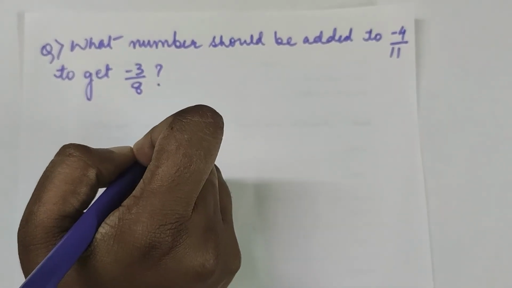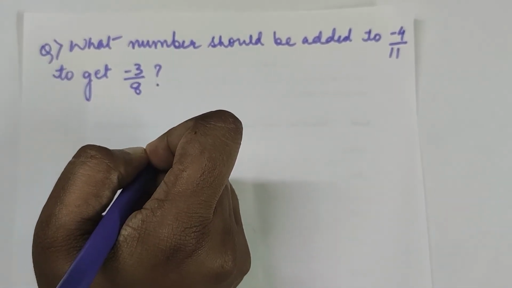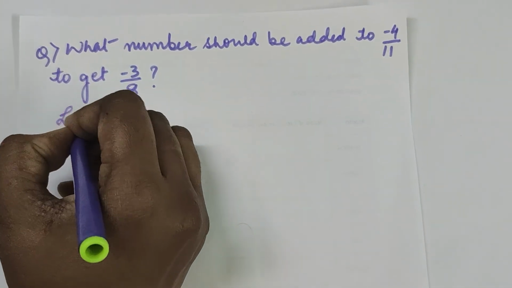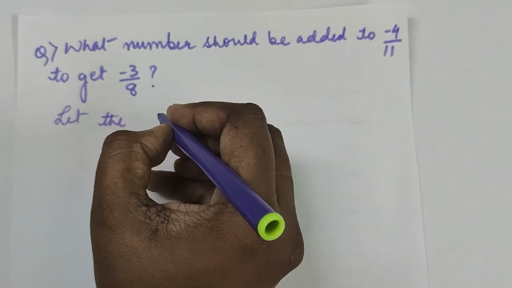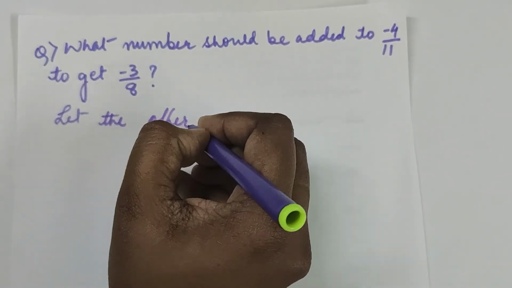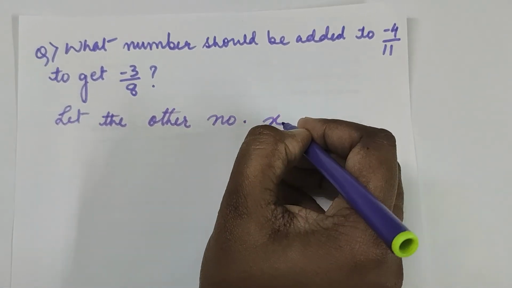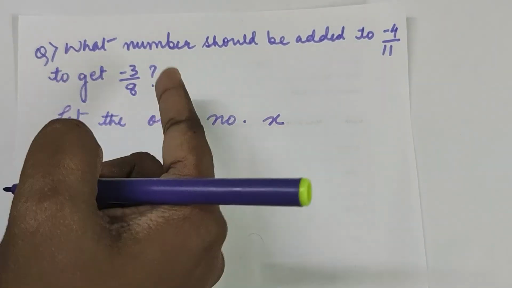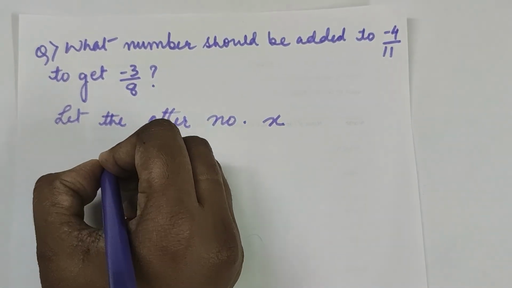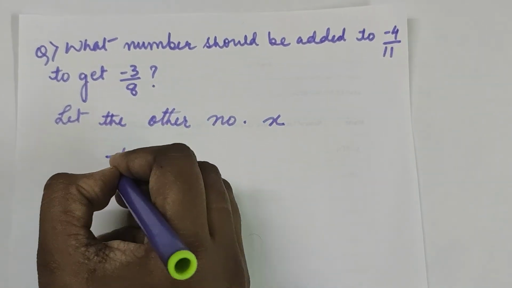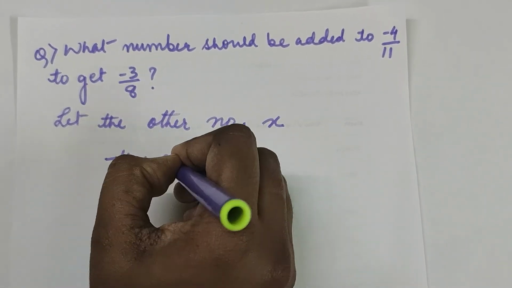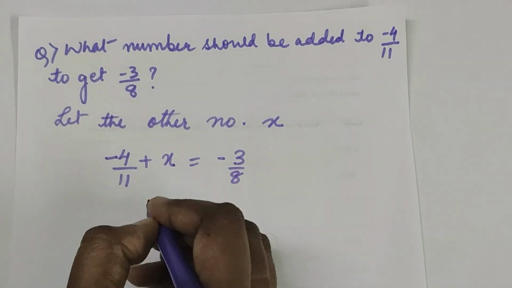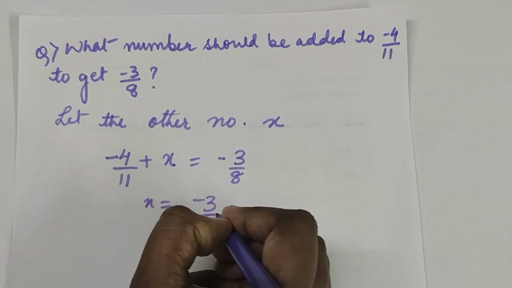What number should be added to minus 4 by 11 to get minus 3 by 8? What number should be added? So here also, let the other number be x. So what should be added to minus 4 by 11 to get minus 3 by 8? If minus 4 by 11 plus x gives me minus 3 by 8, then what is the value of x? So x will be minus 3 by 8.